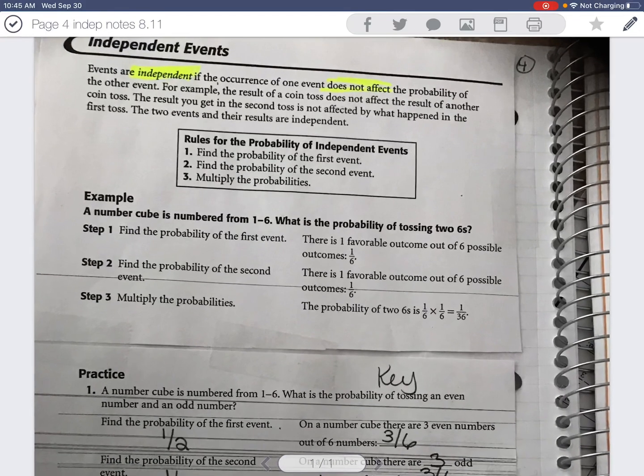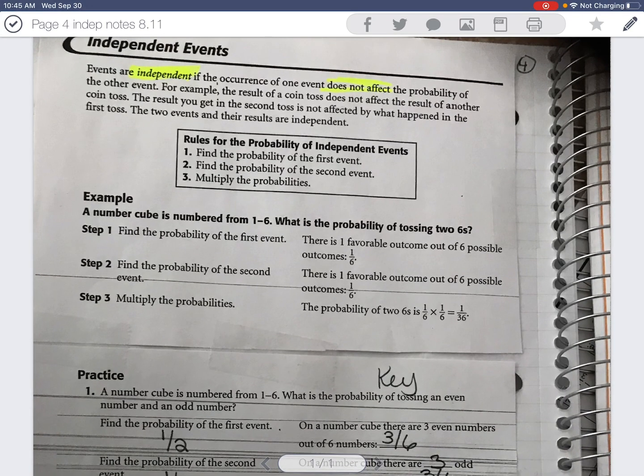So what is independent probability? Independent events are when one event does not affect the probability of the other event. In order to find the probability of independent events, you find the probability of the first event, find the probability of the second event, and then multiply the two probabilities. You probably noticed in the last video that that's exactly what we did when we flipped the coin 3 times or rolled the 2 dice. We multiplied those two probabilities together. They were independent, so we could do that.